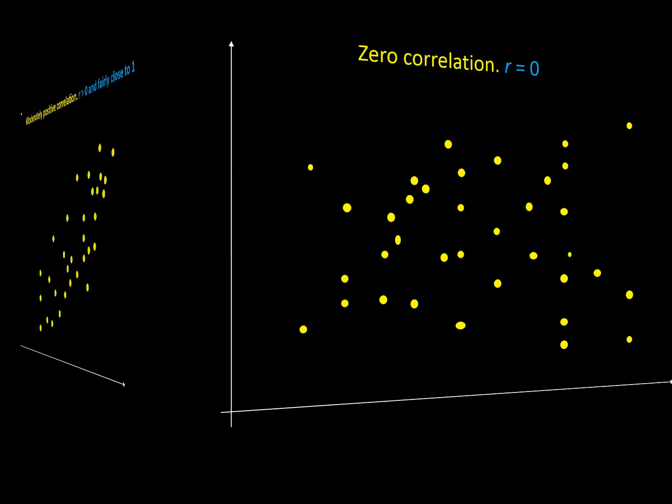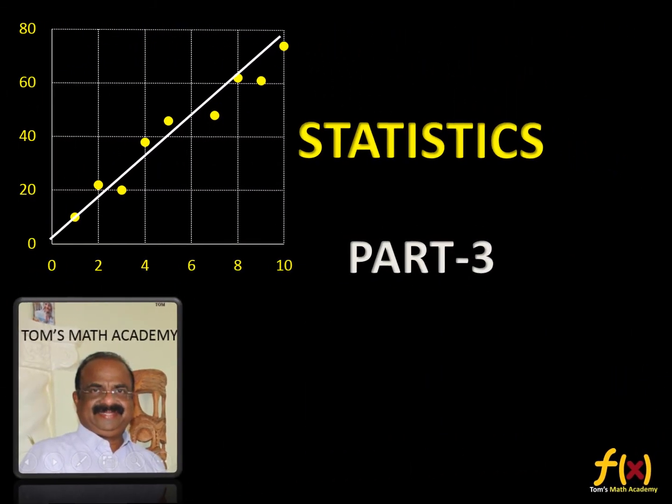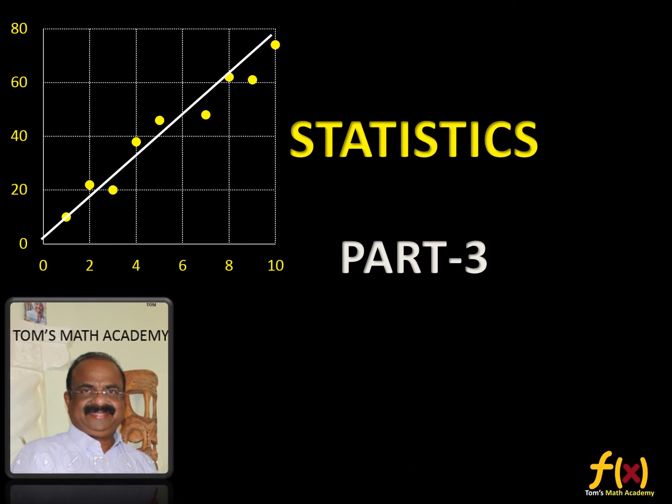What about this? No correlation between x and y. The trend, no association, nothing. So we say R = 0, zero correlation. That is our comment. Good people, that is the end of part 3 of the statistics videos.